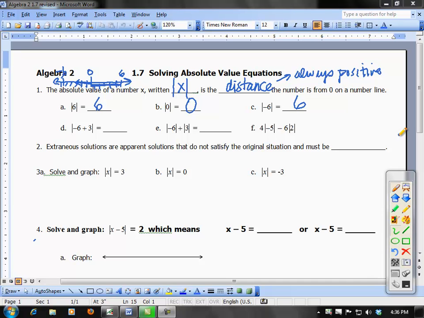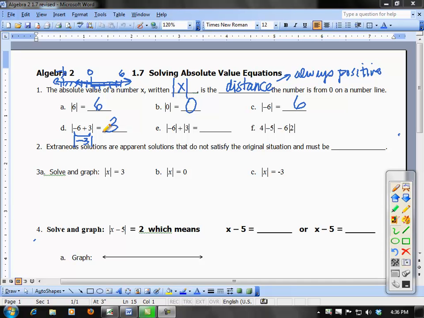Okay? So now, let's talk about operations with the absolute value. The absolute value acts as if it were a grouping symbol or a parenthesis. So you do those first. Okay? So I go inside. Negative 6 plus 3 is negative 3. Now I take the absolute value of negative 3. Negative 3 is 3 units away from 0.